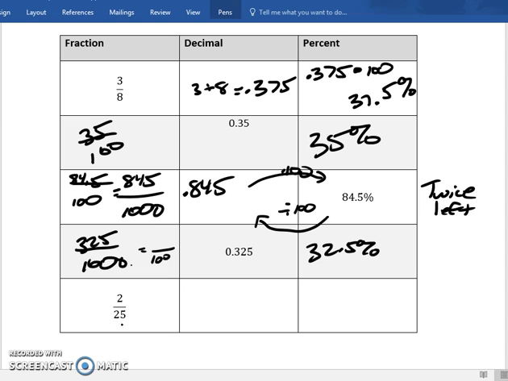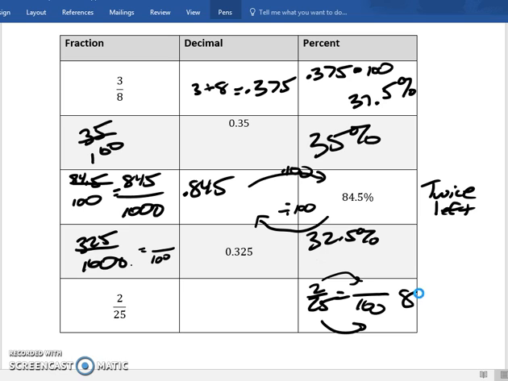All right, here we go. What would you like to do? Maybe you'd like to say, I know percent's always out of 100. So you could get it out of 100. What are you going to multiply by? 4. Yep. So 2 times 4 is 8. So it is 8%.